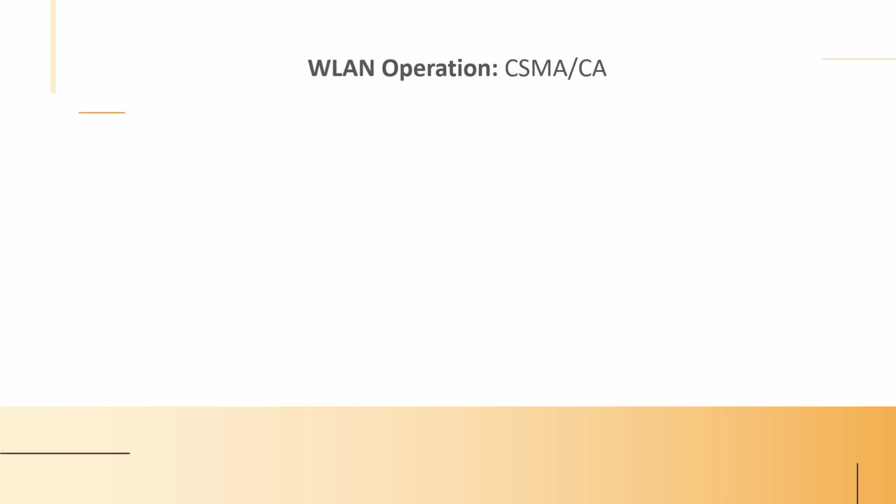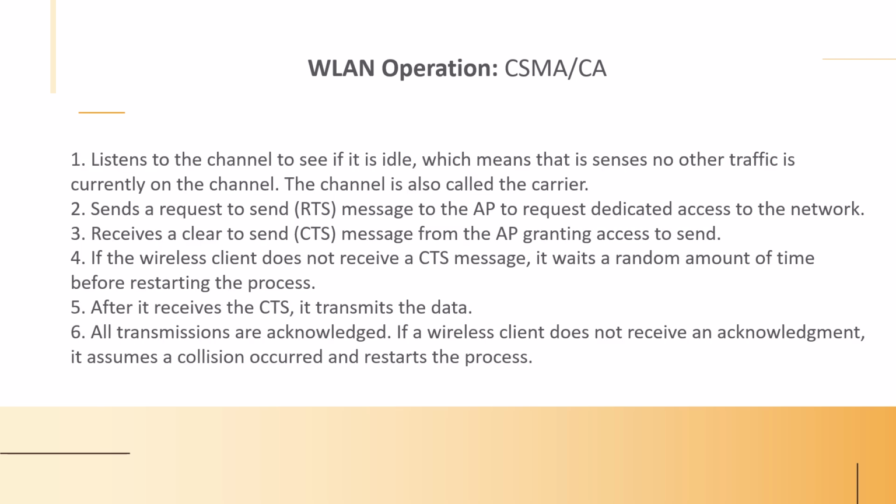detect a collision. To resolve this problem, wireless LAN use carrier sense multiple access with collision avoidance. This is a method to determine how and when to send data on the network. A wireless client does the following for sending the data in the network. First, they listen to the channel to see if it is idle, which means that no other traffic is currently on the channel. The channel is also called the carrier.